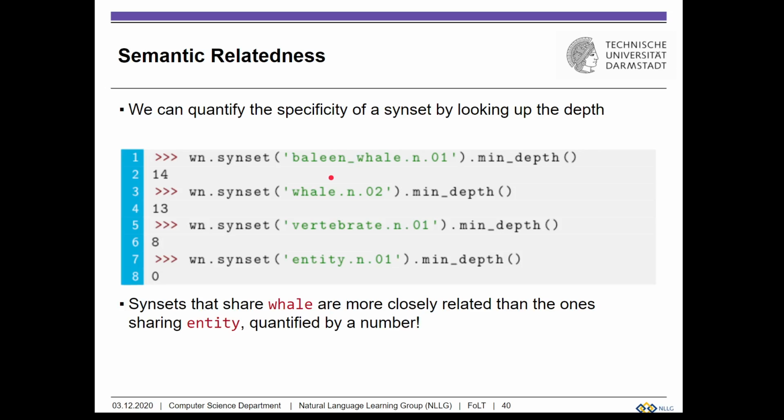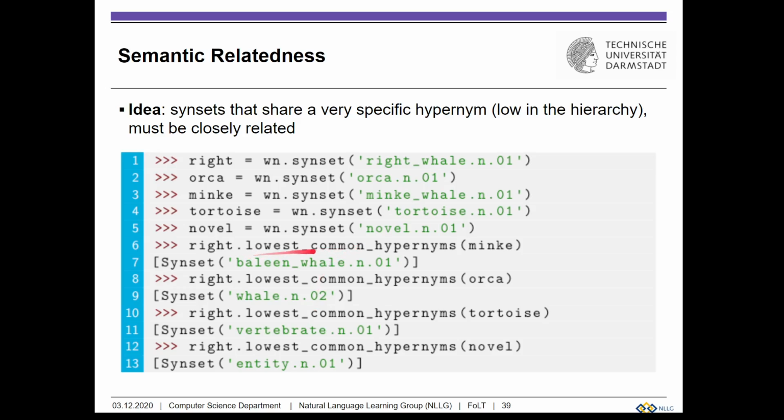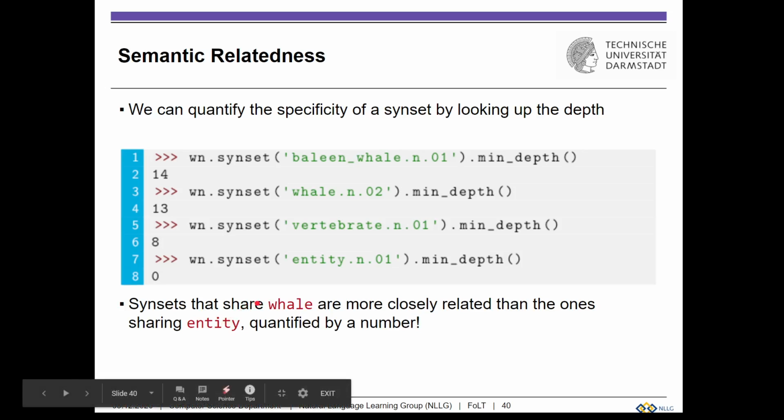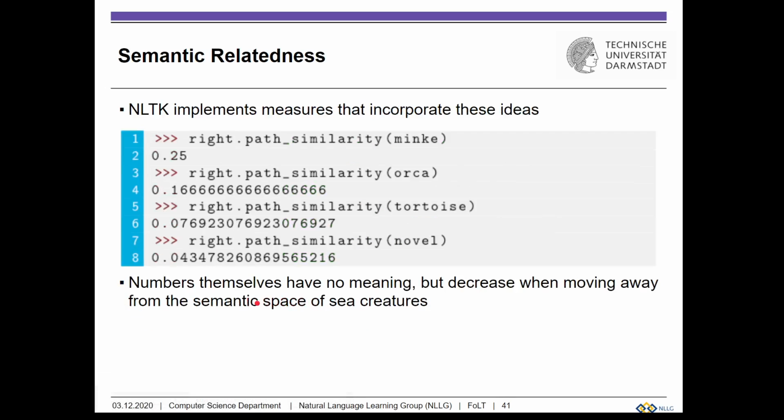So from this quantification, we would say that synsets that share whale as a common hypernym should be more closely related than synsets that share entity as the lowest common ancestor.